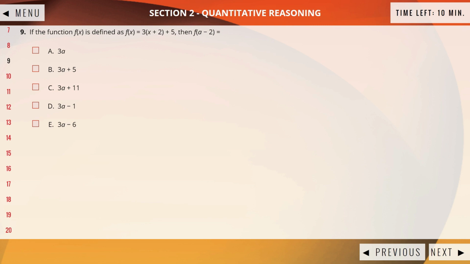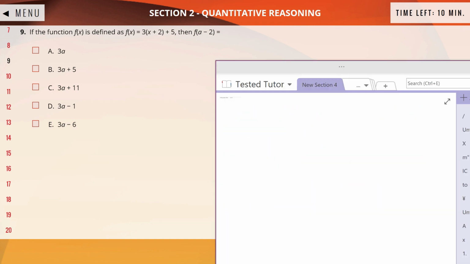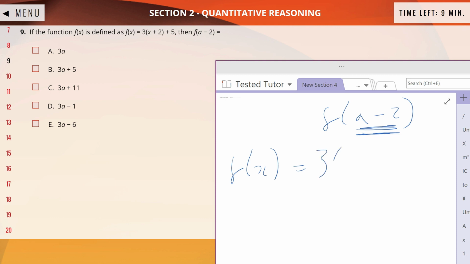The function f of x is defined as f of x equals that, and f of a minus 2. That just means people are intimidated by functions, but all you have to do is put the thing in the brackets, which was f of a minus 2. So in this case, the a minus 2, we're going to put it inside the function. How do we put it inside this function? So they tell you what the function is. 3x plus 2 plus 5. That's the function. We know that's the function because of the title f of x.